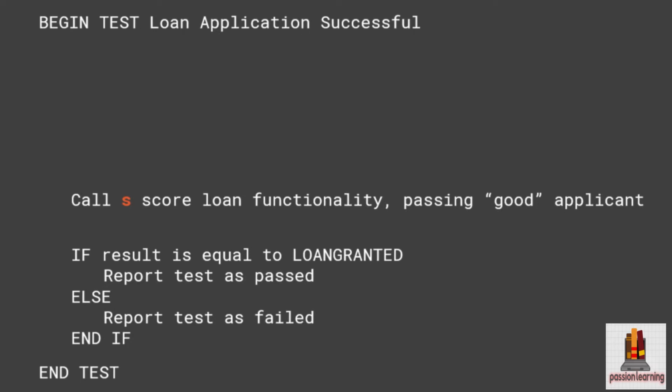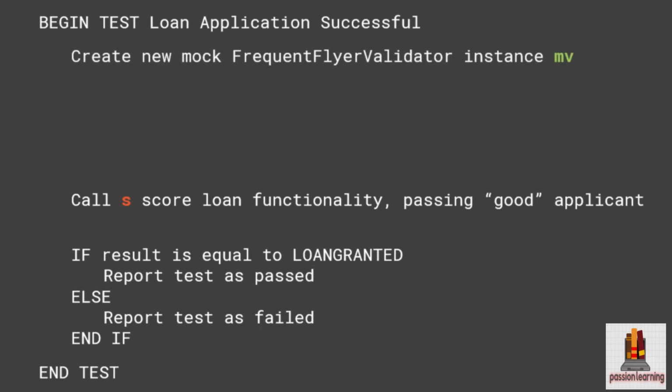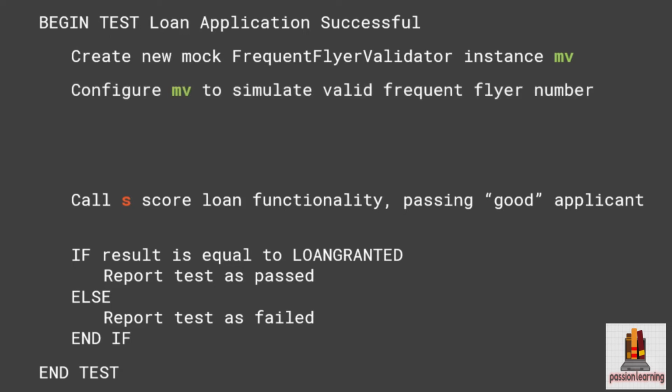If we head back to our loan application successful test, notice that the act phase and the assert phase remain the same. We need to make some changes to the arrange phase, however. First off, rather than creating a real frequent flyer validator instance, we're instead going to create a mock version of a frequent flyer validator, and we're just going to call this MV. We can now configure the mock object to behave in such a way as it supports the rest of the test. In this example here, we can configure the mock frequent flyer validator to always validate frequent flyer numbers passed to it.